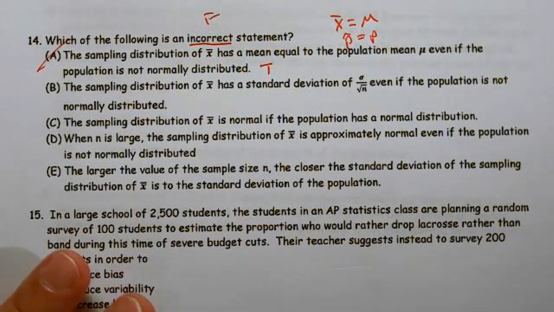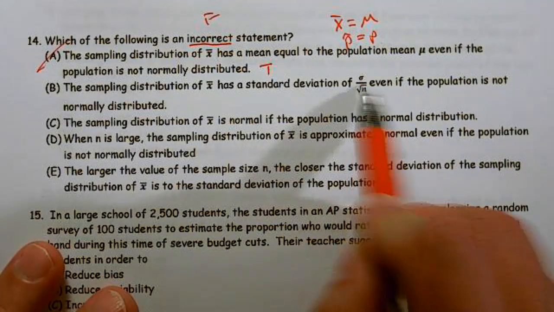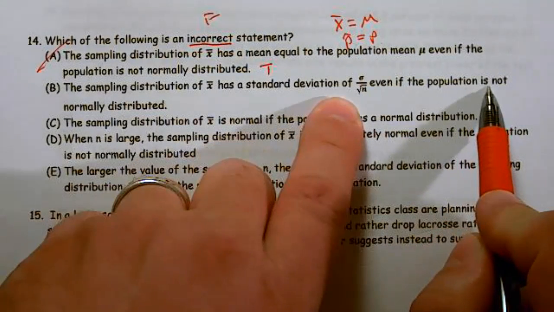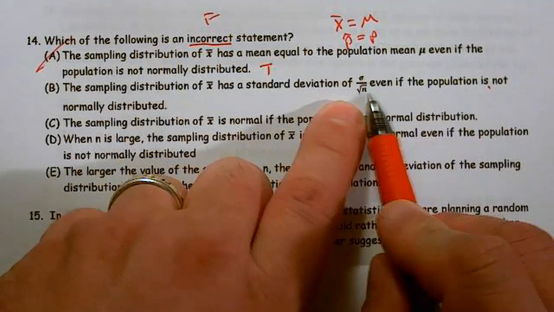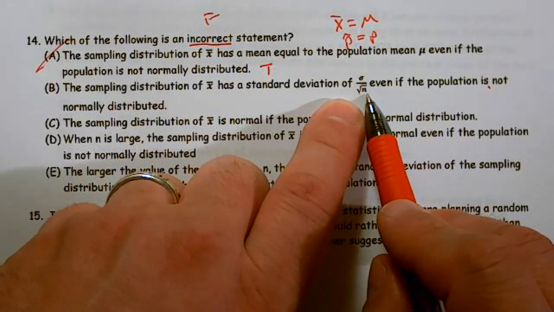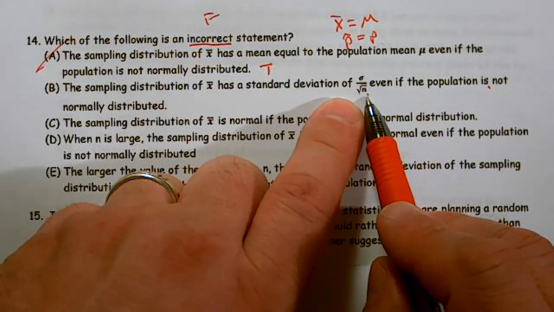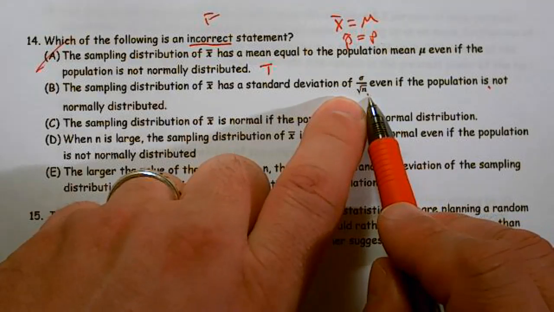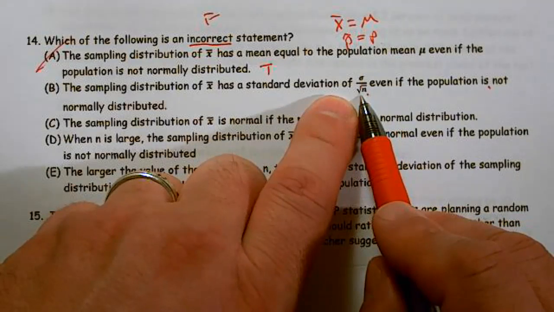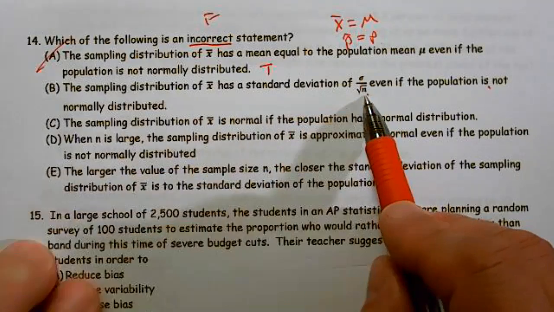The sampling distribution of X bar has a standard deviation of this, even if the population is not normally distributed. Not normally distributed. This is true. That is the standard deviation of X bar. All right. Now, it may not become normal until n is 30 or larger, but that is the standard deviation of X bar. That's the formula for the standard deviation.